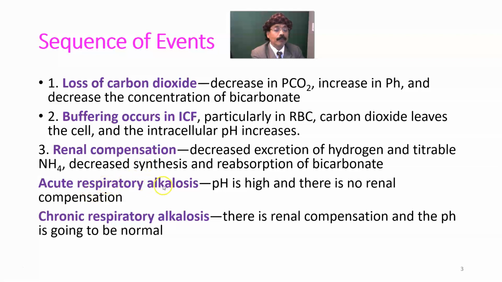There are two types of alkalosis, acute and chronic. In acute respiratory alkalosis, pH is high and there is no renal compensation. In chronic respiratory alkalosis, there is renal compensation and the pH is going to be normal or close to normal.